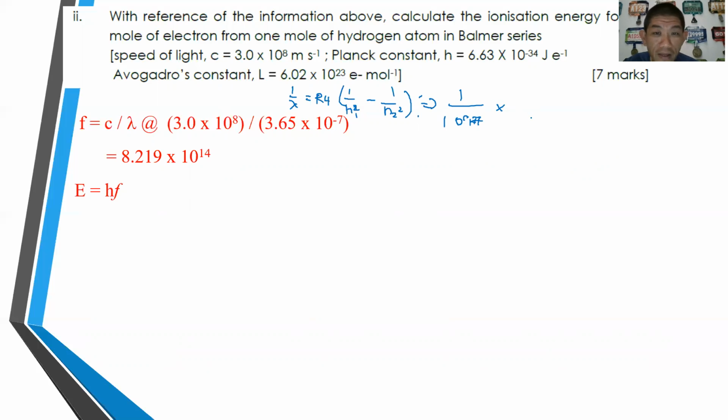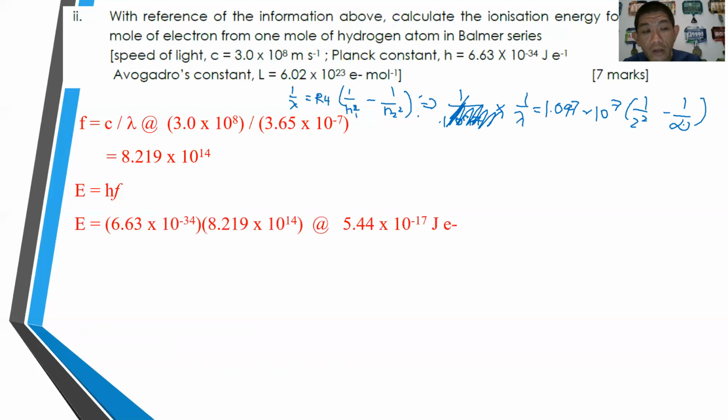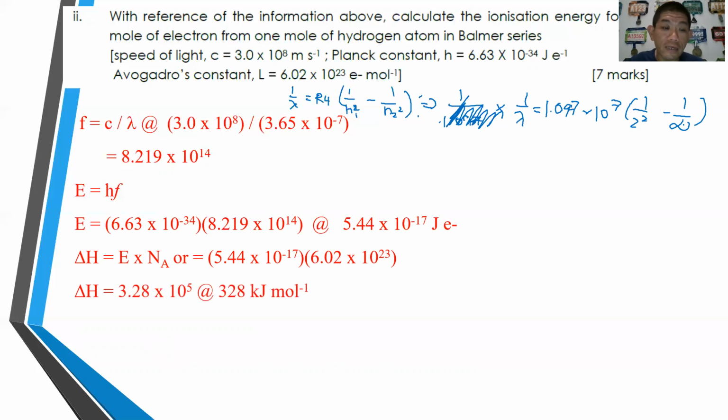Sorry, I don't have the equation. 1 over lambda is equal to RH, or 1 over lambda is equal to 1.097 times 10 power 7 times 1 over 2 squared minus 1 over infinity. So that is how you are going to apply it. Then you put it inside here, then you get your f. Then you calculate E equals hf accordingly. And finally, delta H is equal to E times the Avogadro constant. So you get your final answer as 3.28 times 10 power 5, or 328 kilojoules per mole.